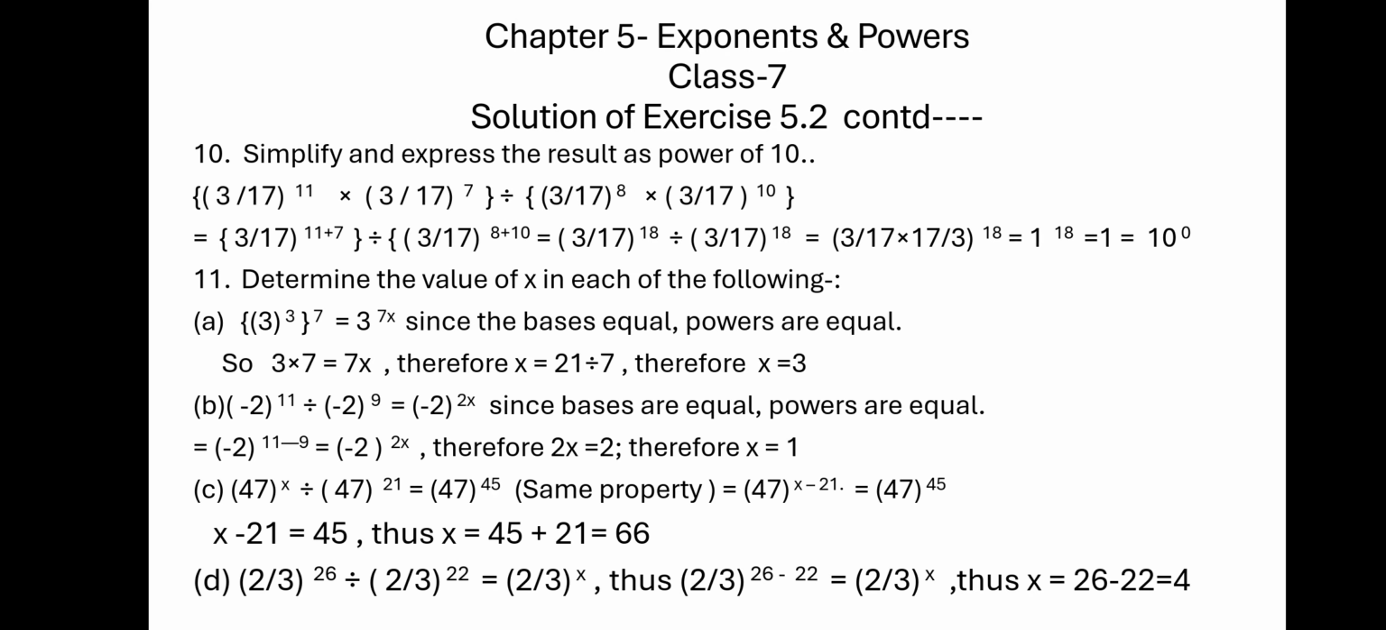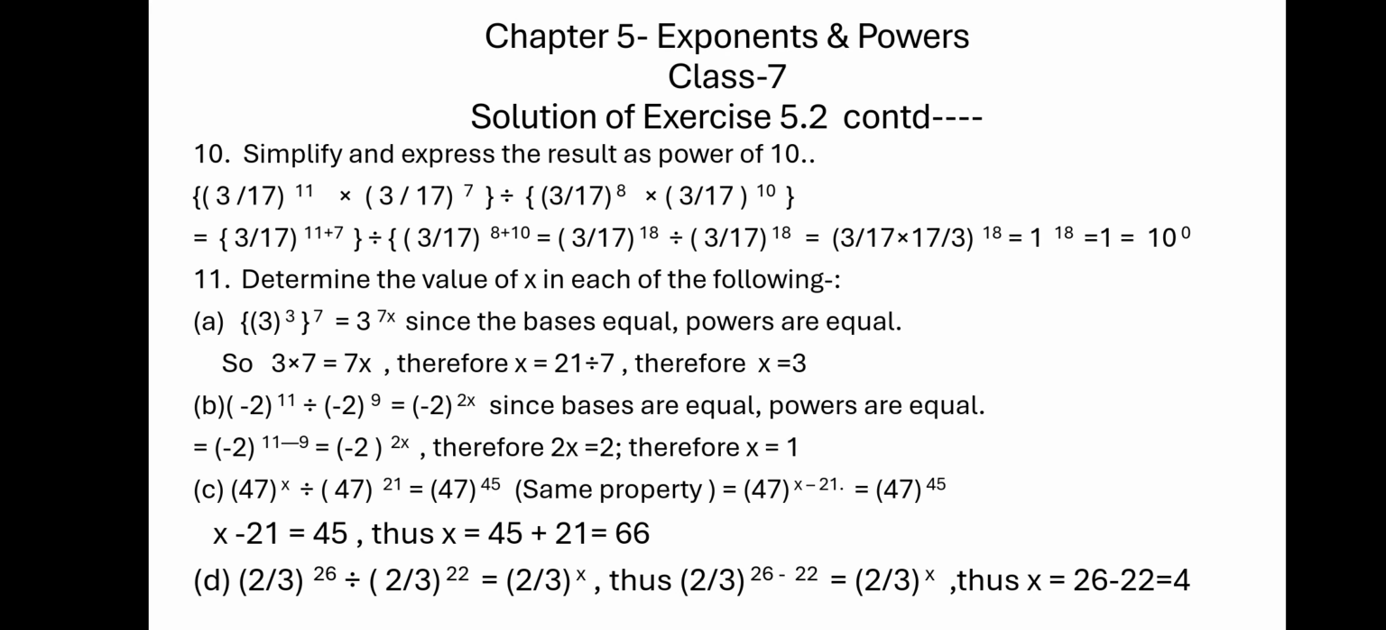Same property is applicable here. So 47 raised to the power of x minus 21 equal to 47 raised to the power of 45. So x minus 21 equal to 45, thus x is equal to 45 plus 21, and that is 66.